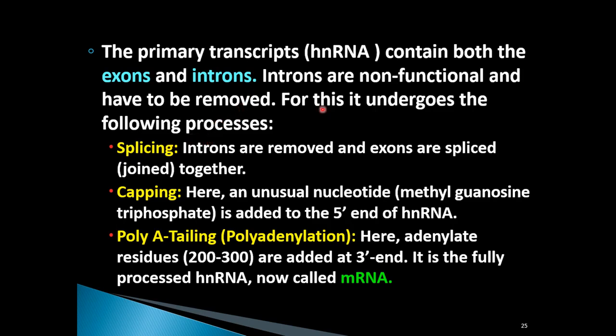So for this, means you can say introns removal, and for the conversion of heterogeneous RNA into mRNA, it undergoes the following processes. First, splicing. Splicing means introns are removed and exons are spliced, you can say joined together. Then the second thing is capping.